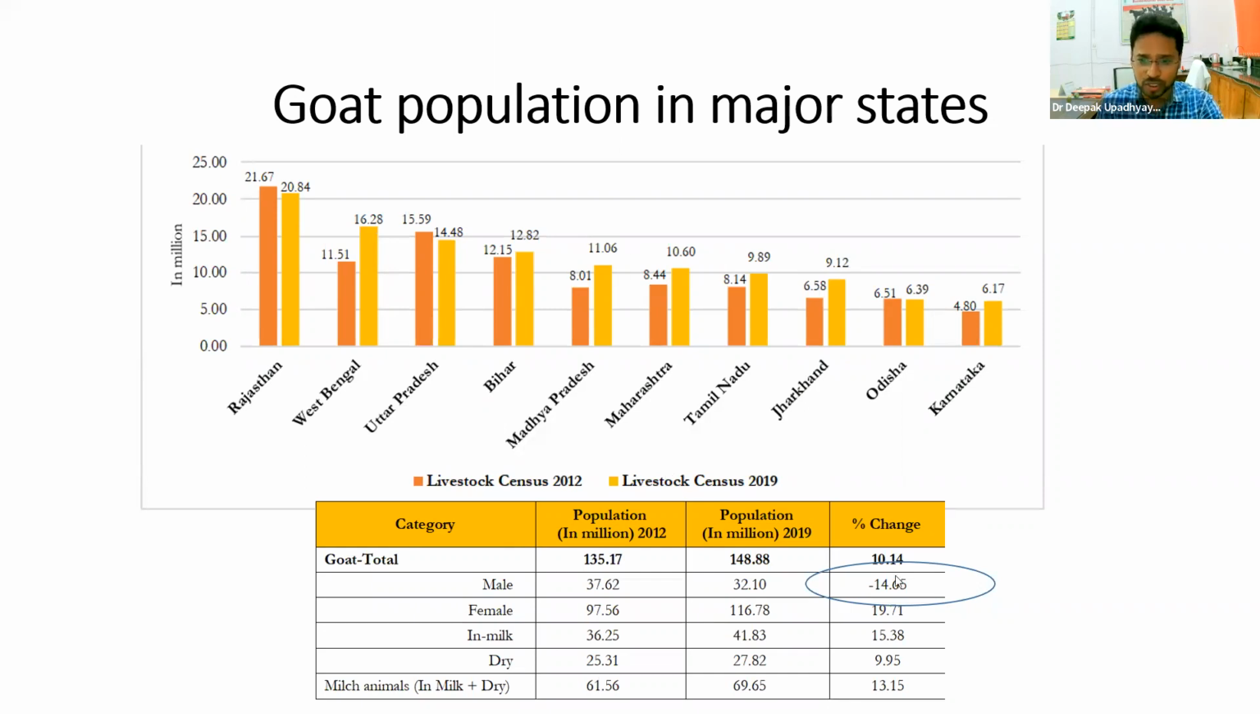But if we see the scenario of the whole country, we can see that the goat population is increasing. But the interesting thing is that the male population is declining. This shows that the choice for the male goat is much greater than for the female goat. That's why they are being slaughtered more and their population is now declining.